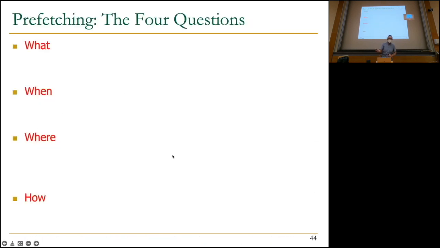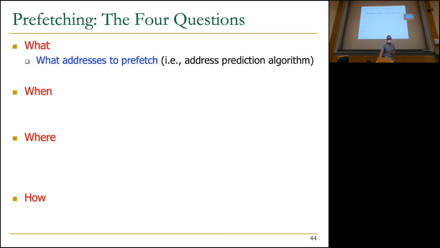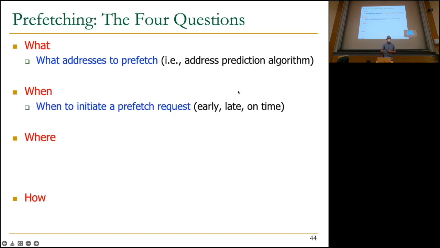If you want to treat prefetching generally, there are at least four major questions: what, when, where, and how. Let's talk about these a little bit. What is essentially what addresses to prefetch. This is really the address prediction algorithm. How do you do the address prediction? We'll see some examples. When is when to initiate a prefetch request. If you initiate a prefetch request too early, it may not be used, and it may occupy cache space that could be used by other blocks. If it's too late, it may not reduce your miss latency or miss rate. You just need to find the right time, basically. This is called timeliness.